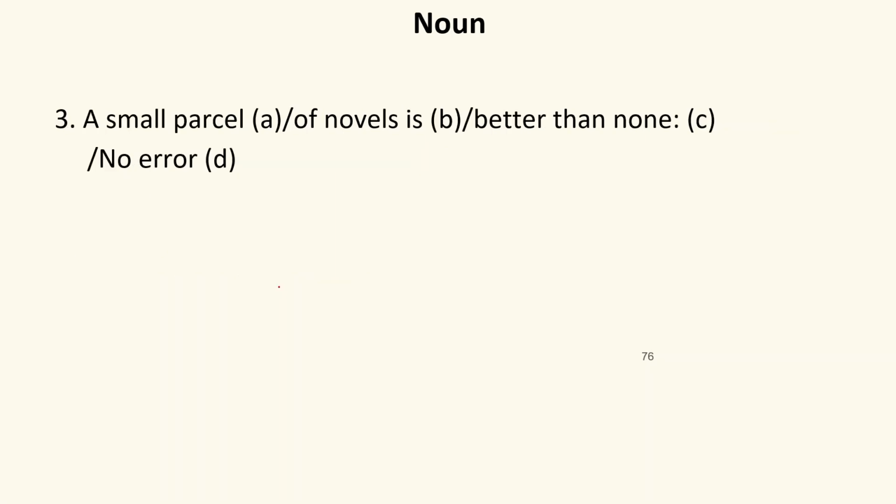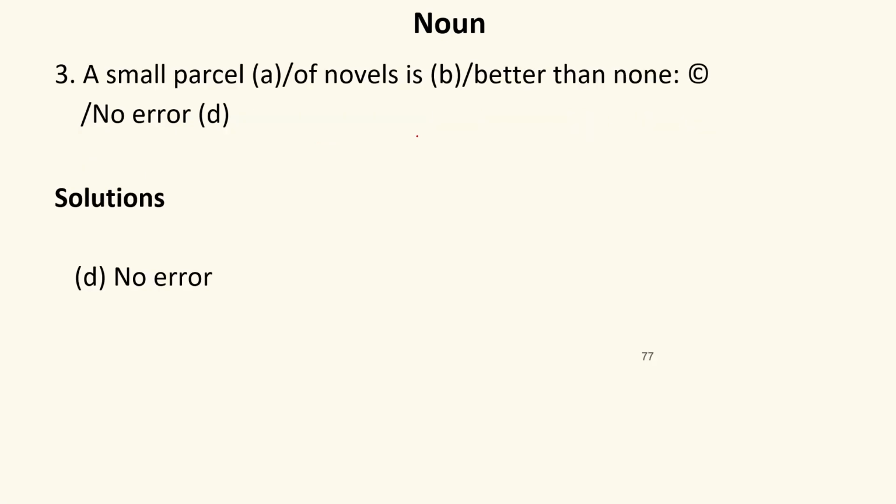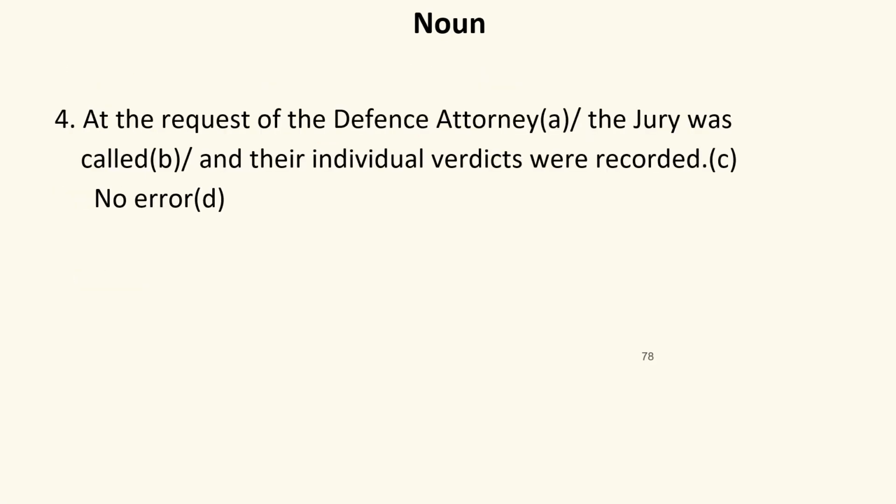A small parcel of novels is better than none. The sentence is absolutely correct. A small parcel of novels is absolutely correct because parcel is a correct collective noun of novels. So the sentence contains no error, that is, no error.